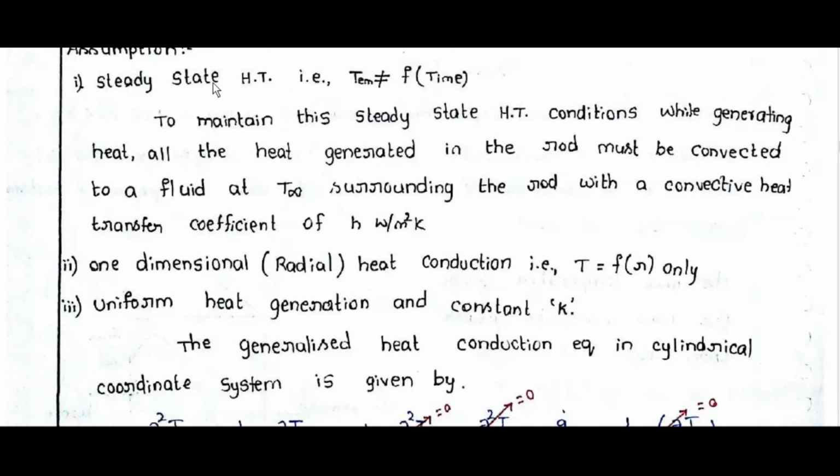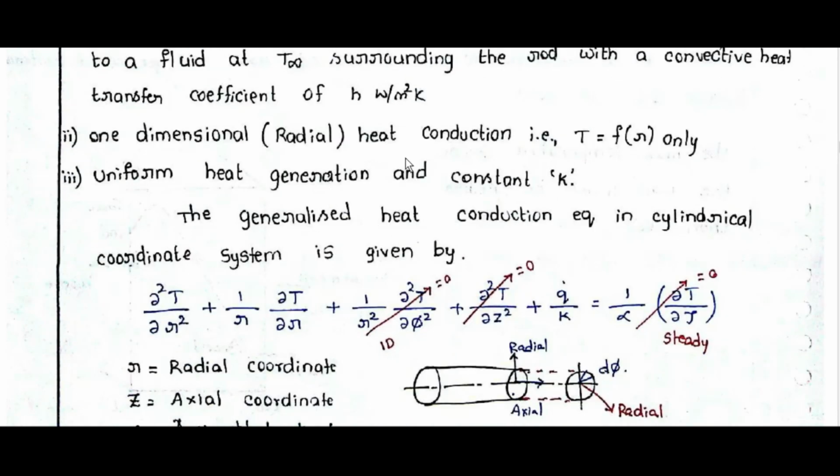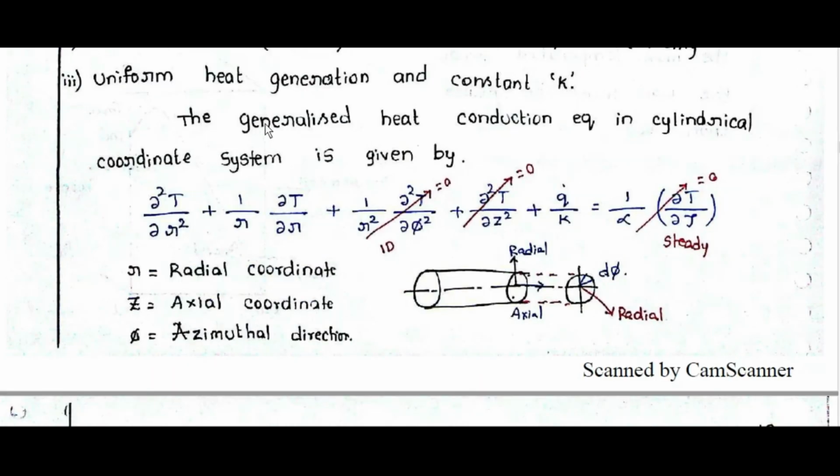Assumption: steady state heat transfer. Temperature is not a function of time. To maintain the steady state heat transfer condition while generating heat, all heat generated in the rod must be convected to the fluid at T infinity surrounding the rod, with convective heat transfer coefficient of h watt per meter square Kelvin. One dimensional radial heat conduction, that is T is equal to f of r only. Uniform heat generation and constant k.